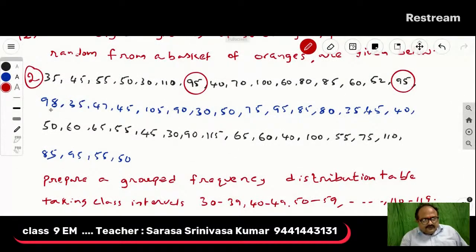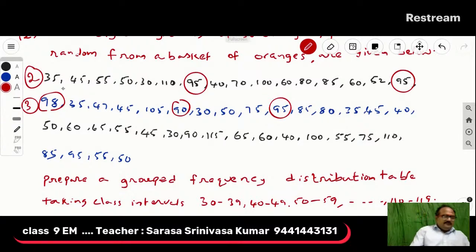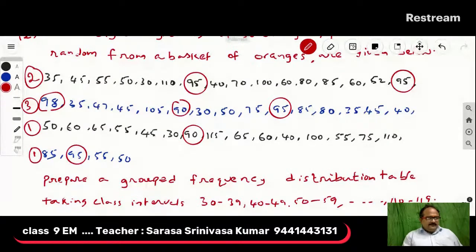Next, second row: 98, 90, 95. So three oranges are there in the second row. Next, the third one: 90. Yes, only one orange is there. Next we count the number of oranges in the fourth row. It is also 1.